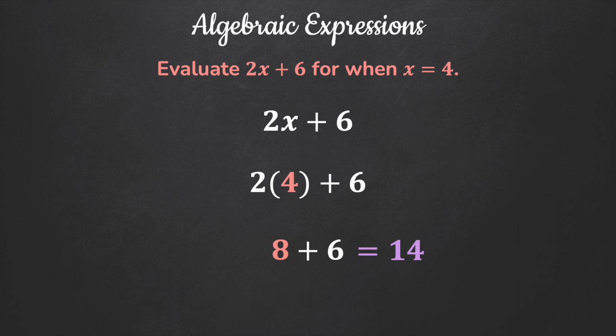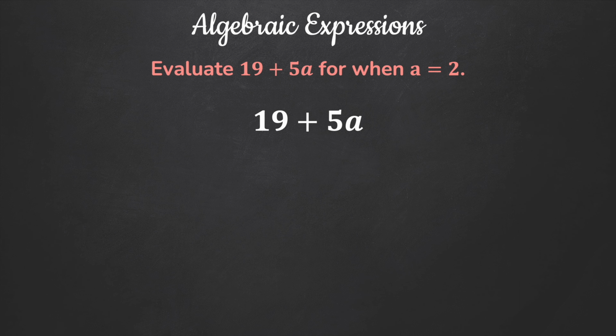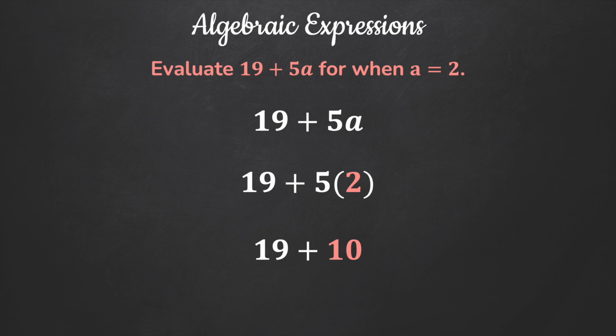Next, we have evaluate 19 plus 5a for when a equals 2. So let's rewrite our expression. Here we have addition and multiplication. So we have 19 plus 5a, where we're going to substitute the a for a 2. Now, according to order of operations, we do need to multiply before we add. So we're going to multiply 5 times 2 first, which is equal to 10. Make sure you're also bringing everything else down, like the 19 and the plus sign. So now we have 19 plus 10, which is equal to 29.